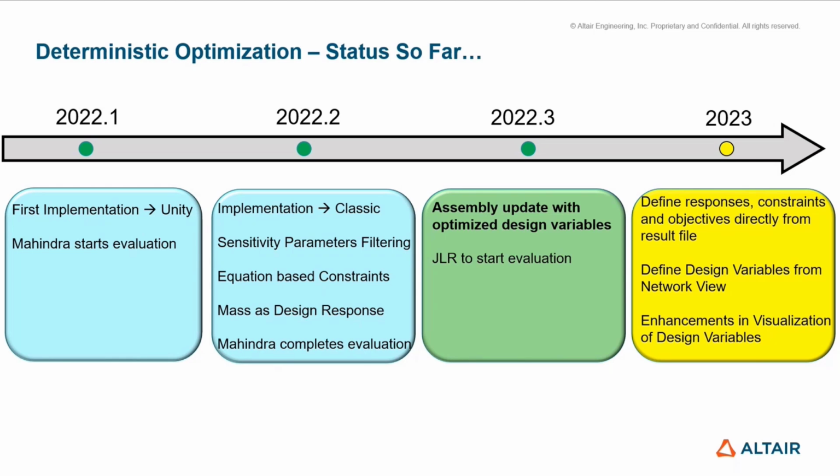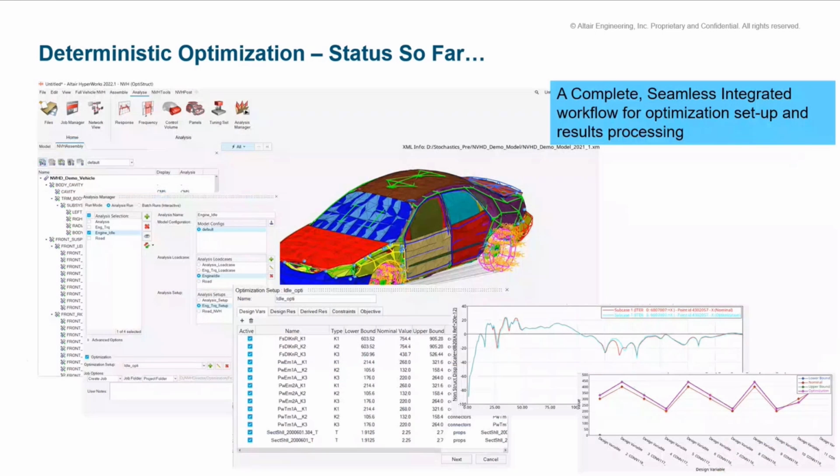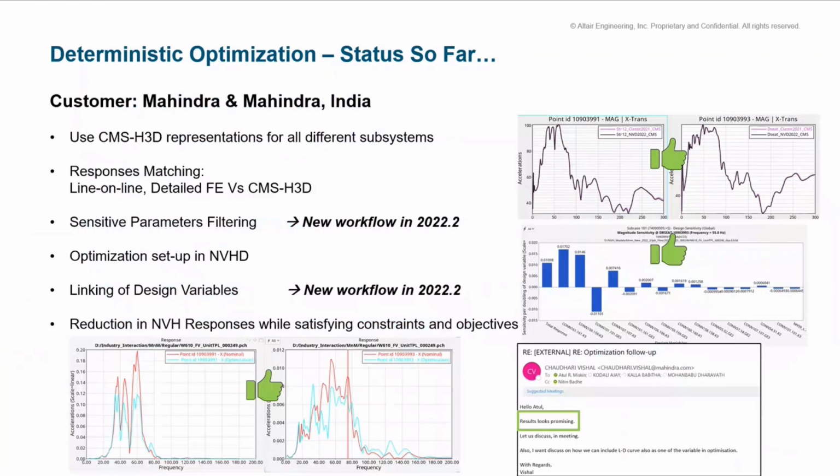Okay, moving on. This is just a snapshot of what is there as part of deterministic optimization. We have a complete, seamless and integrated workflow for optimization setup as well as result processing, in Unity as well as in Classic. We have done demos about it during the 2022.1 as well as .2 webinars. And this is just a snapshot, which I have taken from the .2 webinar, which tells the story of the successful evaluation at Mahindra and Mahindra.